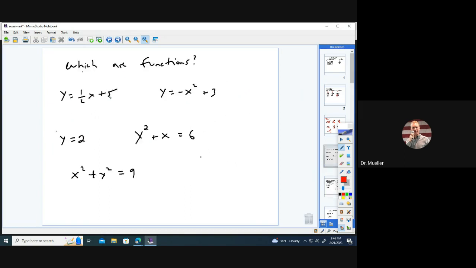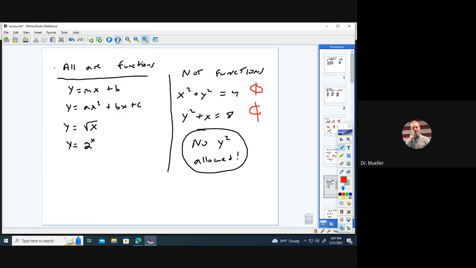So which of these are functions? Well, the first one is a function because it's a line. This is a function because it just has a y. It's a parabola. This is a function because we just have y by itself. This is not a function because we have the y squared. And this equation of a circle is not a function because, again, we have the y squared.